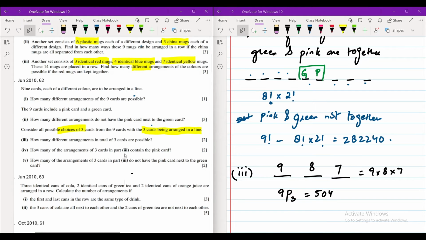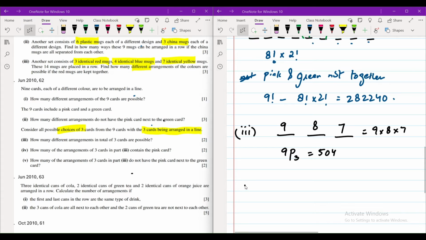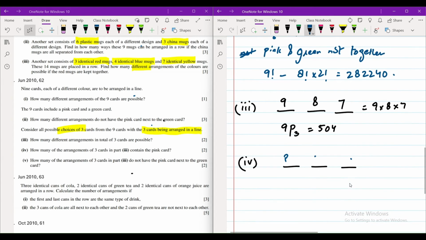How many arrangements of the 3 cards in part 3 contain the pink card? Now, when one of the cards is chosen, so this means that pink card is already there. And obviously, since this is part of the arrangements, for the pink card, obviously it could be over here, it could be over here also, it could be over here also. So 3 possible places for the pink card, right? 3 possible places for the pink card.